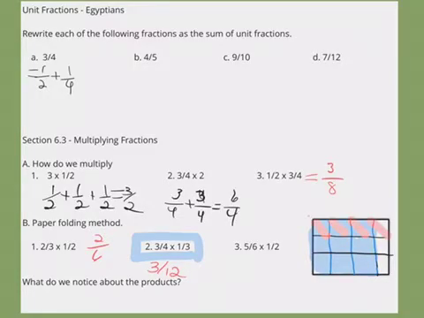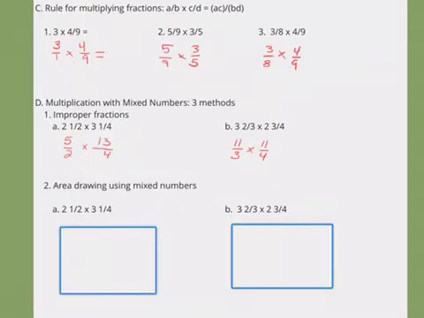So today in class we talked about unit fractions and multiplying fractions. We did paper folding, and from the paper folding we saw that basically we just multiply our numerators together, multiply our denominators together to get the product. We're going to move on and look at just a couple of examples.